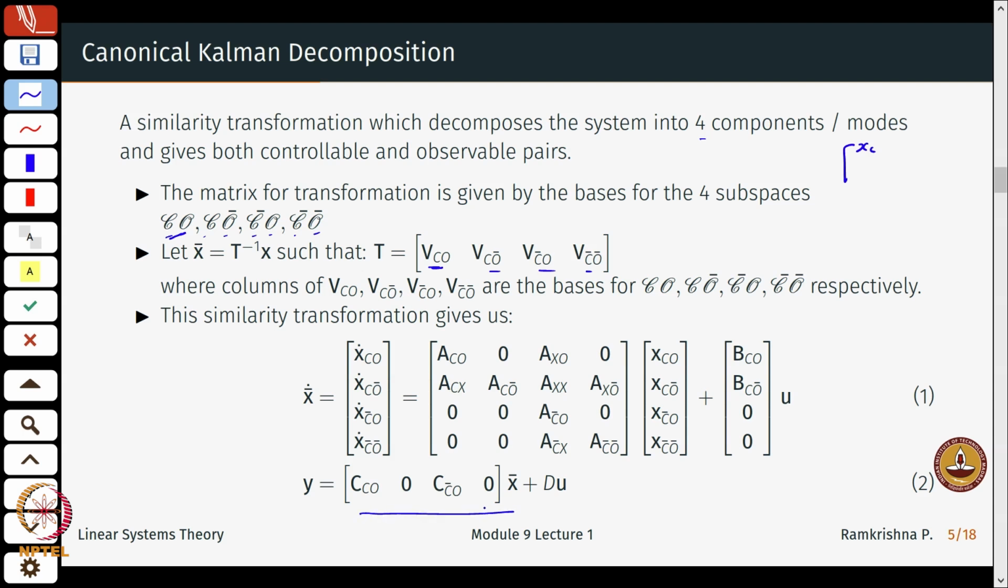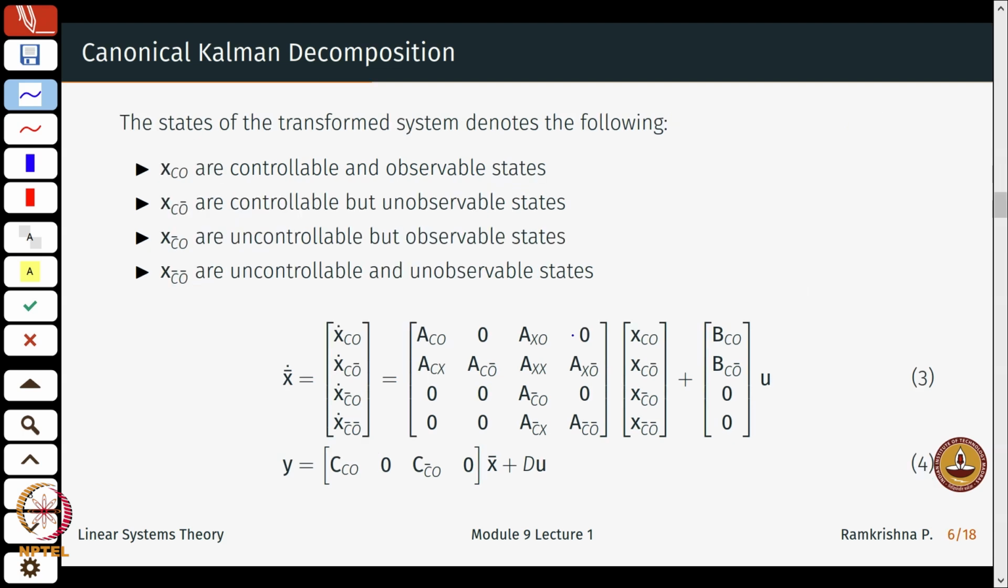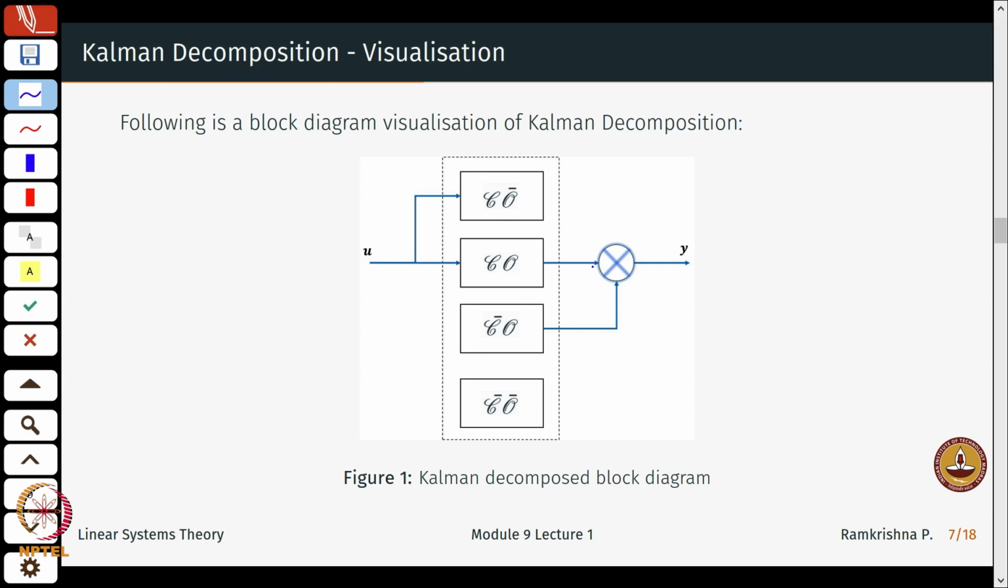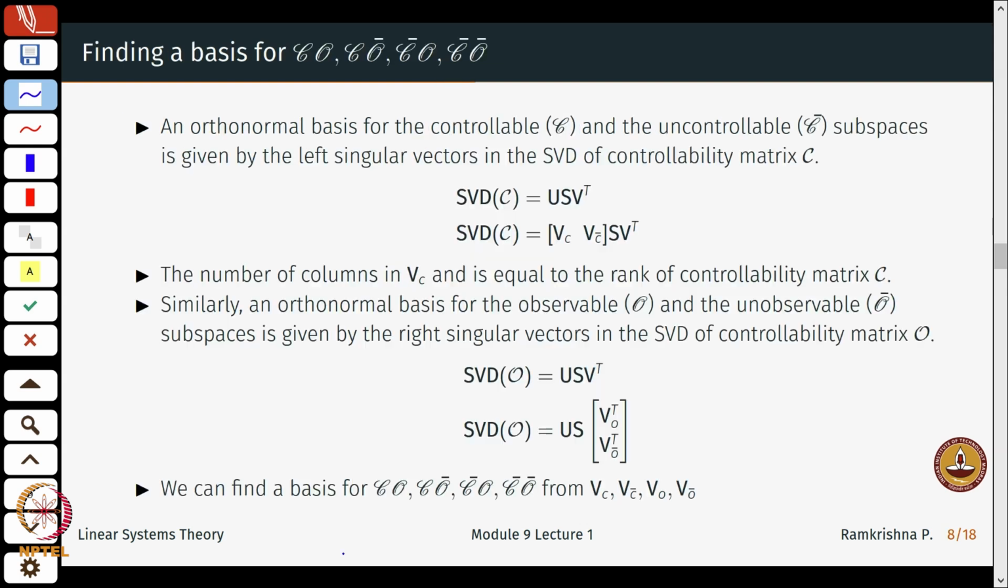So, I have the system decomposed into its parts which are both controllable and observable, neither controllable nor observable, or either of them. Okay. So, this is what we will derive today, or how to find a basis which will transform my system to a form which looks like this. Okay. So, again XCO are the controllable and observable states and so on. Okay. Now, I can just draw a block diagram of this which looks like this, right. So, I have all the modes here starting from controllable, not observable till neither controllable nor observable.